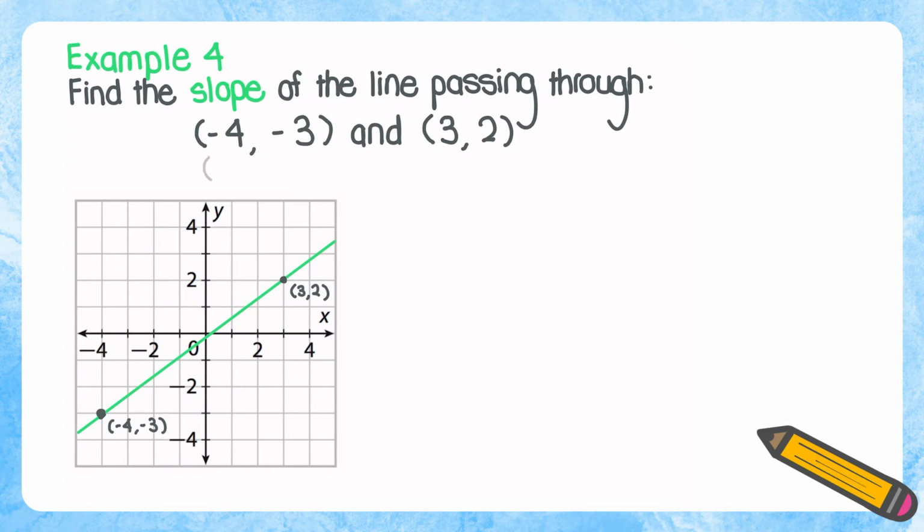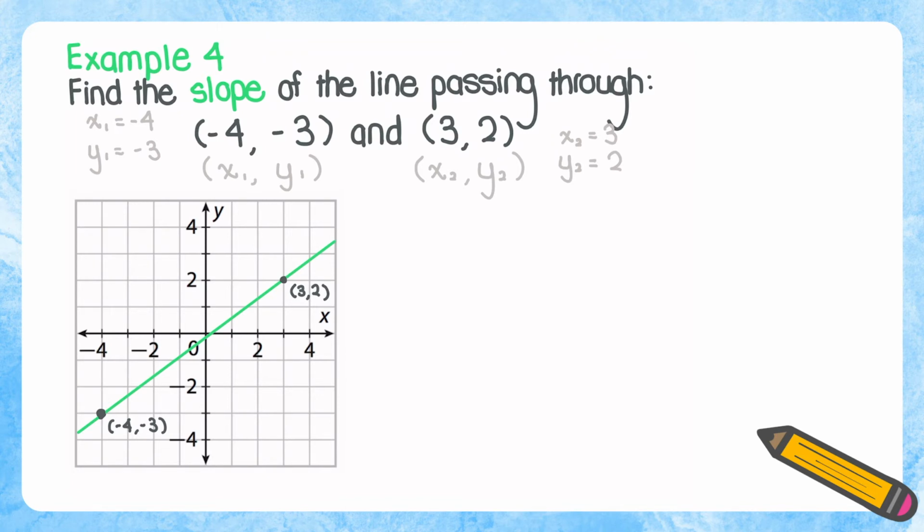So I'm going to start off by labeling all the x and y values. So I have my 2 coordinates here. And so x sub 1 equals -4 and y sub 1 equals -3. Over here, x sub 2 equals 3 and then y sub 2 equals 2. And then we use the formula.